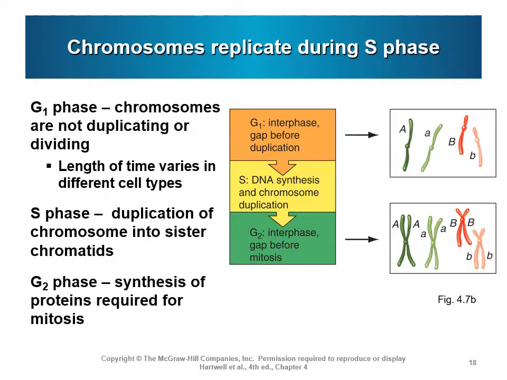So let's summarize what we have talked about. G1 phase is where the chromosomes are not duplicating or dividing. The length of time varies in different cell types. Then there is S phase, duplication of chromosomes into sister chromatids. And then there is G2 phase, with synthesis of proteins required for mitosis.